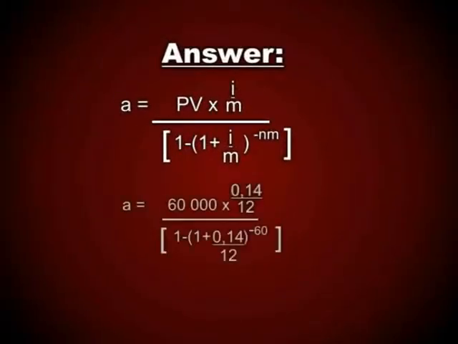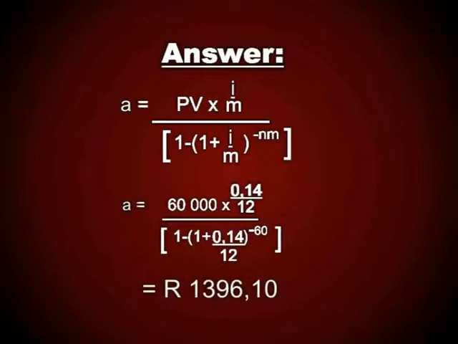That means that 60,000 times 0.14 over 12 divided by 1 minus 1 plus 0.14 over 12 close bracket to the power negative 60 is going to equal 1,396 Rand and 10 cents. That means that at 14% interest, if you had to take out a loan of 60,000 Rand over a 5-year period, your repayments would be 1,396 and 10 cents. Notice how financial maths is becoming more and more relevant to you.